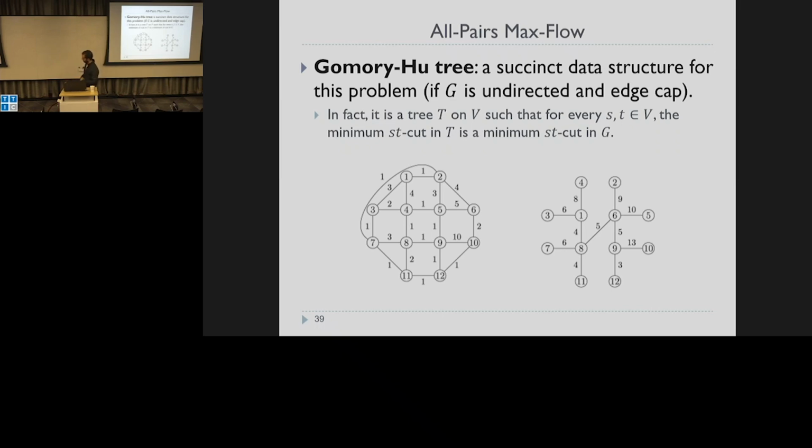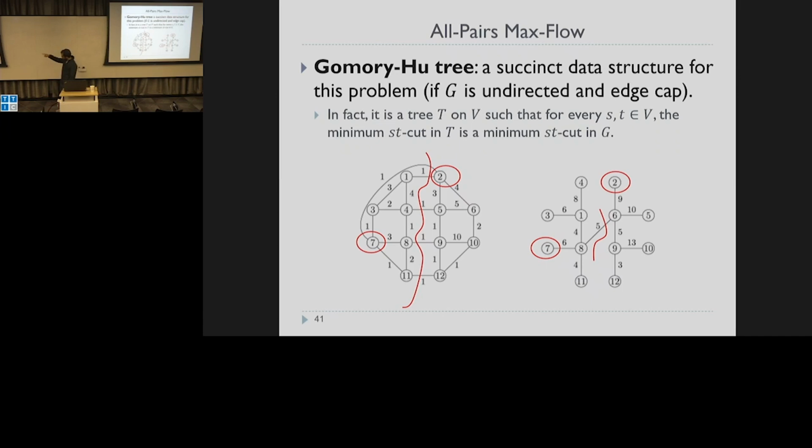So here's an example. Let's say you have the graph on the left, and on the right you have the Gomory-Hu tree, right? And let's say you want to find the minimum cut between the pair of nodes 2 and 7 in the graph. So instead of focusing on the graph to find the answer, you just go to the tree. And in a tree, finding a minimum cut is quite easy.